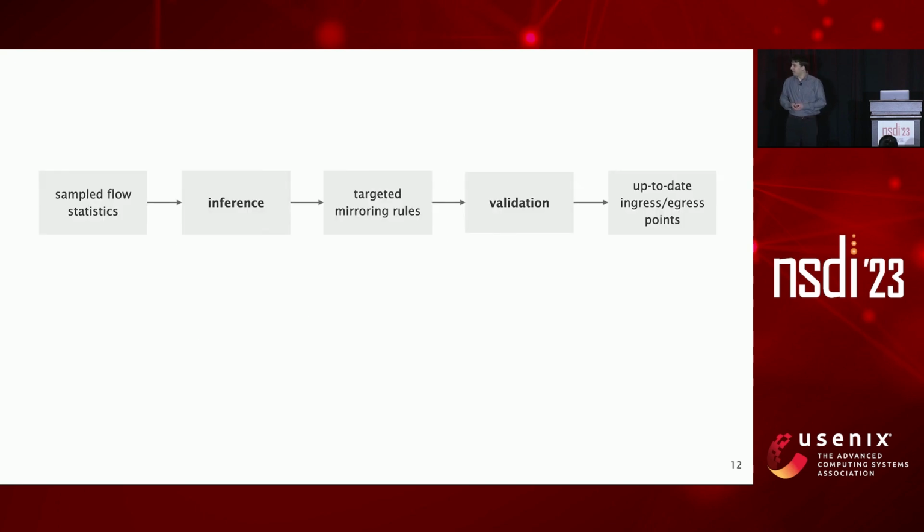On the very high level, we have these different blocks or processes that happen. We first have an inference step based on sampled data, which could be wrong, and then we try to validate that using mirrored data to get some sort of up-to-date ingress and egress observations. So how does that work?